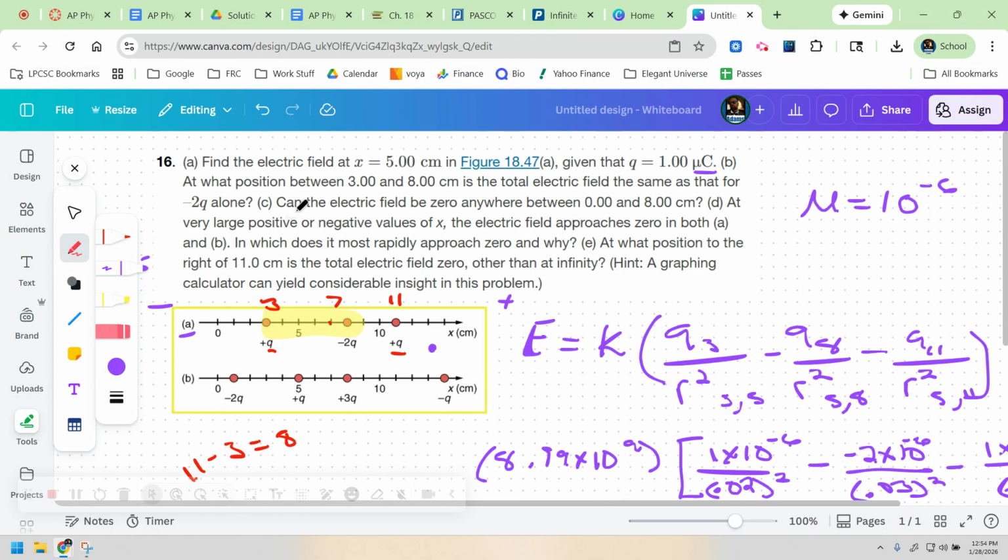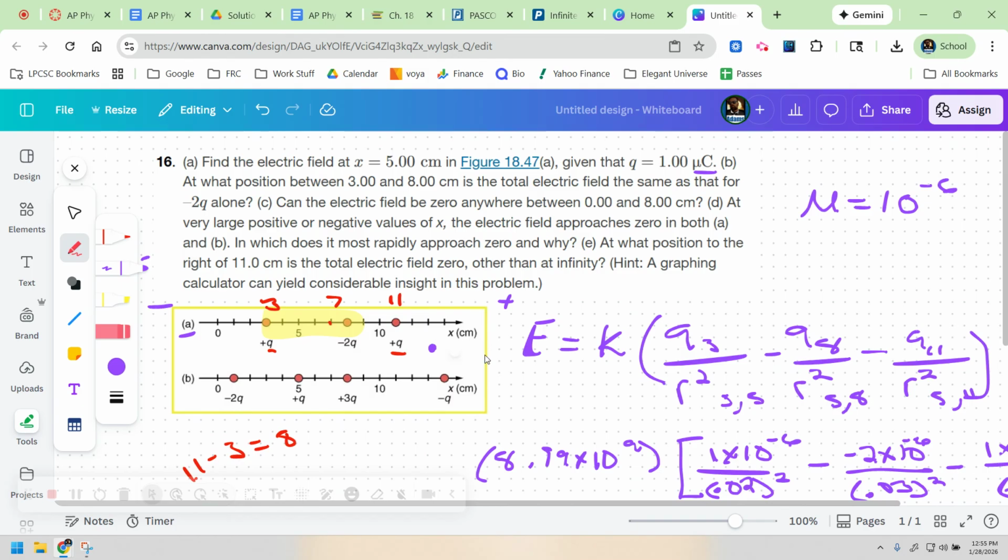So for part C, can the electric field be 0 anywhere from 0 to 8 centimeters? Okay, so now what they're saying is there a way to make everything balance out between 0 and 8? And at very large positive or negative values of X, the electric field approaches 0. Oh, that's D. Let's just do C first. So I'm going to do C first.